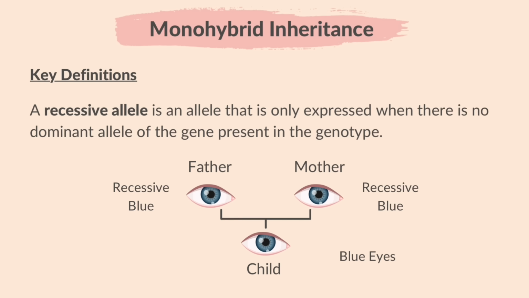A recessive allele is an allele that is only expressed when there is no dominant allele of the gene present in the genotype. So, a recessive allele needs to be inherited from both parents for the trait to be visible in the phenotype. If there is only one recessive allele present, it will remain hidden and the dominant trait will be expressed. Dominant alleles are represented by capital letters, while recessive alleles are represented by the same letter in lowercase.